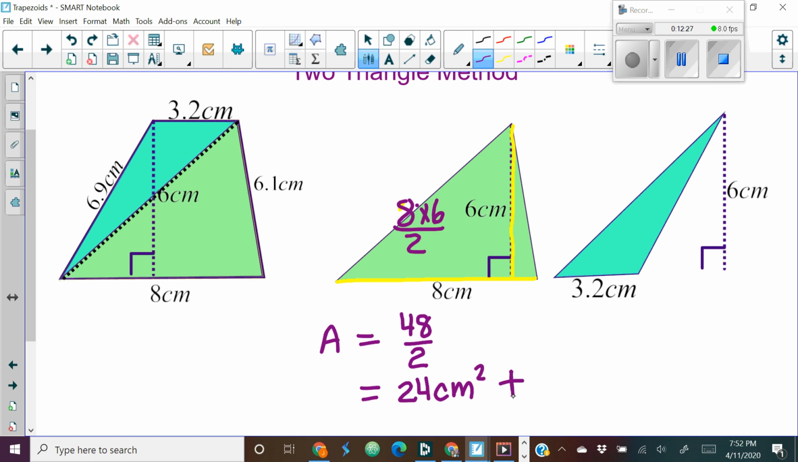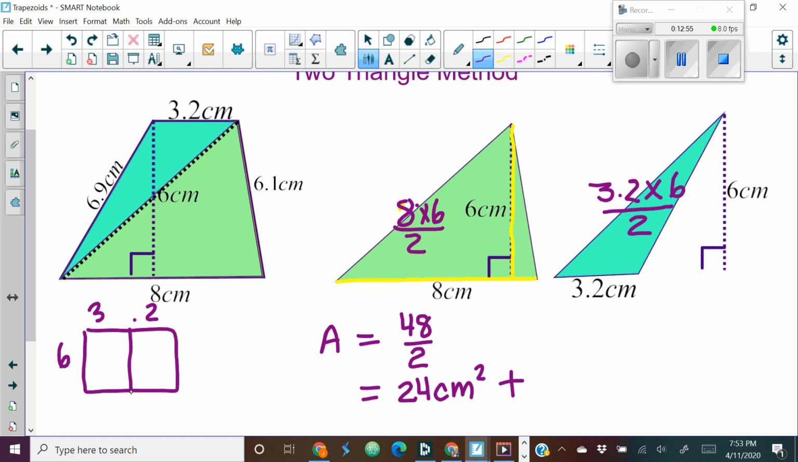And then I have to add it to the area of this triangle, which is 3.2 times 6 divided by 2. So we could do a quick little scratch work over here. I'm going to do 6 times 3.2 with the area model. 6 times 3 is 18. 6 times 0.2 is 1.2. So that's equal to 19.2.